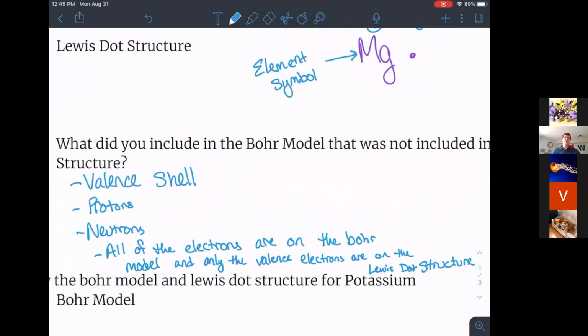Once you've got all this down, I want you to go ahead and try and draw the Bohr model for potassium. I'll give you guys another 2 minutes to do that one. So draw potassium's Bohr model.